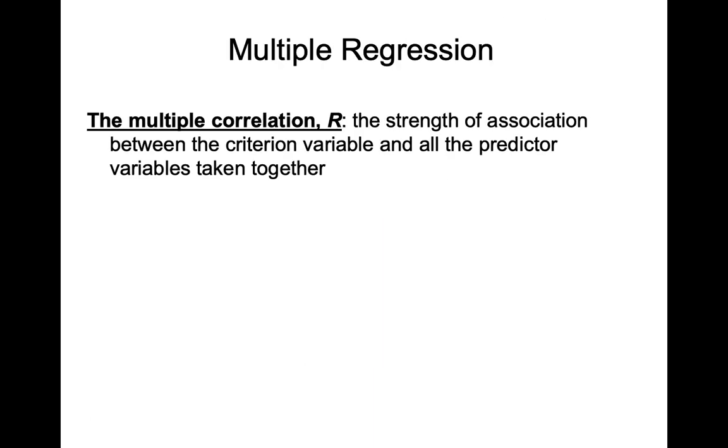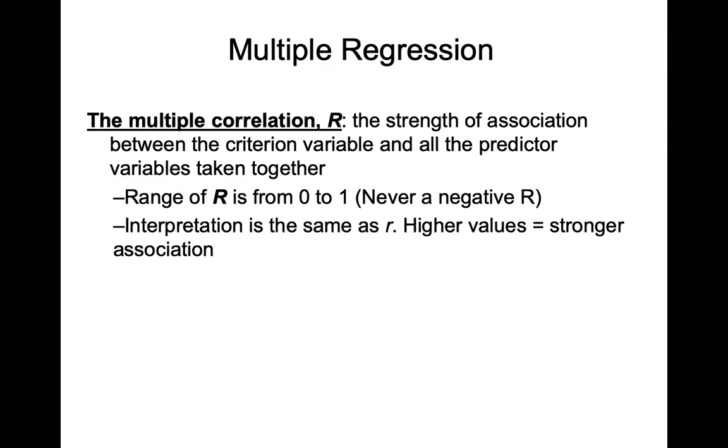So the multiple correlation is the strength of association between an outcome, otherwise known as criterion, and all the predictor variables taken together. The range is 0 to 1. It can never be negative, even when there is a negative association. Why is that? Because what we're ultimately looking at is the correlation between actual y and predicted y's, and those will always be positively associated. The interpretation is the same as r, such that higher values equal stronger association.